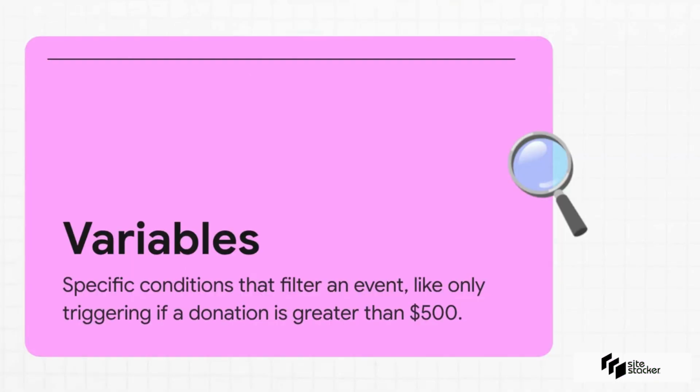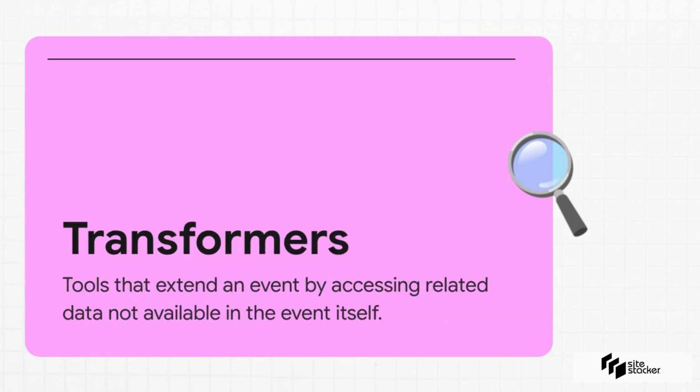First up are variables. The easiest way to think about these is that they're the if in your formula. They let you get really specific. So instead of having an automation fire on every single donation, you can tell Spark to only fire if the donation is over, say, $500. Or if it's from a brand new donor. Variables give you that pinpoint control. And then we have transformers. These are really cool. They basically let your automations go out and grab related information from other places in the system. For instance, when that donation comes in, a transformer could look up who owns that campaign, grab their name, and then automatically pop it into the thank you email. It makes your automation so much more dynamic and personalized.